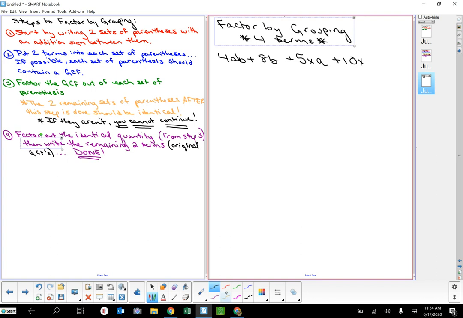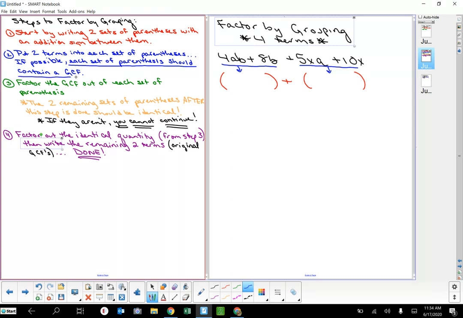And so, step 1, we're going to start by writing 2 sets of parentheses with an addition sign between them. So 2 sets of parentheses, you're going to put binomials in each one with a plus sign in between them. Step 2, in blue, put 2 terms into each set of parentheses. Oftentimes, you can put your first 2 terms in the first set and your second 2 terms in the second set. Remember, though, over here on the left, you want each set of parentheses to contain a GCF.